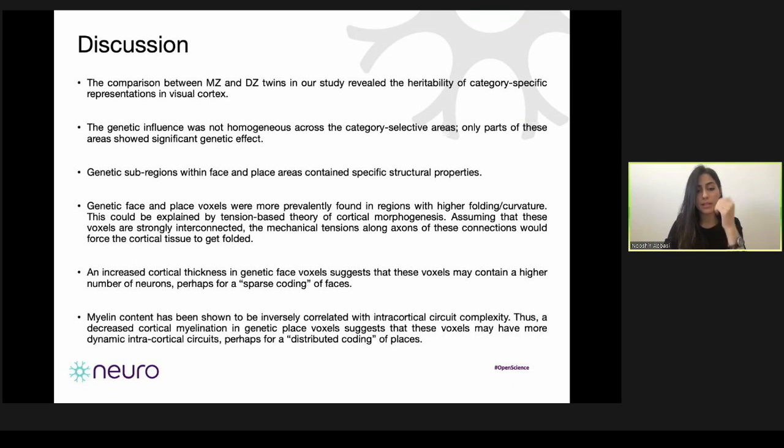While myelin content has also been shown to be inversely correlated with intracortical circuit complexity, thereby a decreased cortical myelination in genetic place voxels suggests that these voxels may have more dynamic intracortical circuits, perhaps for a distributed coding of places.